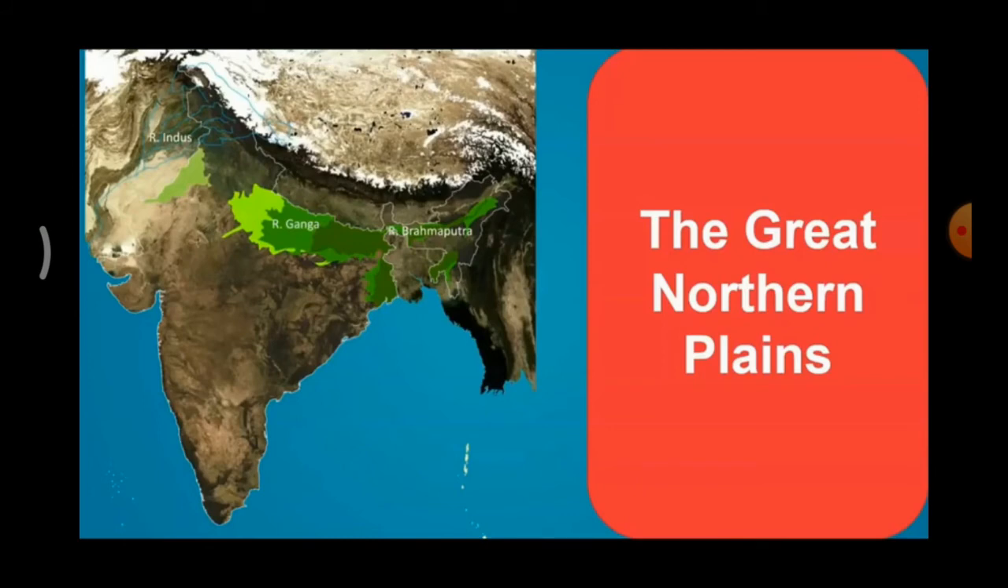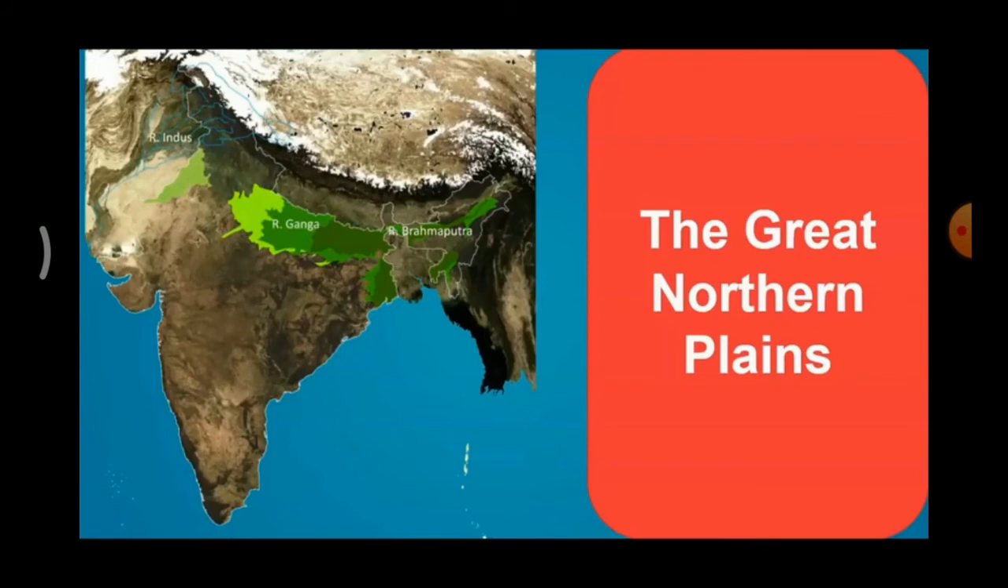Punjab Haryana Plains lie to the northeast of the Great Indian Desert. Ganga Plain extends from the Yamuna river in the west to Bangladesh in the east. Next one, Brahmaputra Plains, located mainly in the state of Assam. It is a low level plain located in the eastern part of the Great Plains of India.